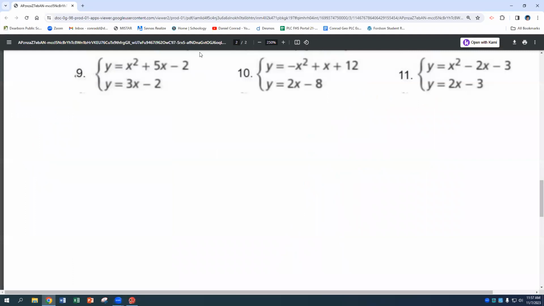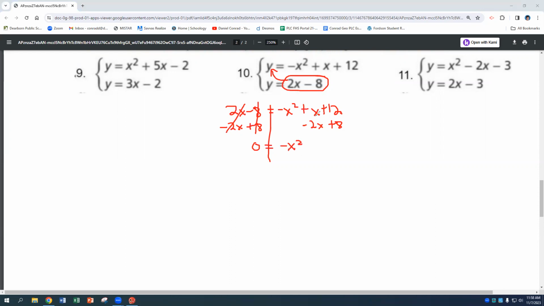All right, now to do it by substitution. I'm going to take this 2x minus 8, and I'm going to substitute it in here. So I get 2x minus 8 equals negative x squared plus x plus 12. I need to make this equal to 0. So I need to subtract 2x on both sides, and I need to add 8 on both sides. This way, the 2x and the negative 2x cancel out. The negative 8 and the 8 cancel out, and we're left with 0.